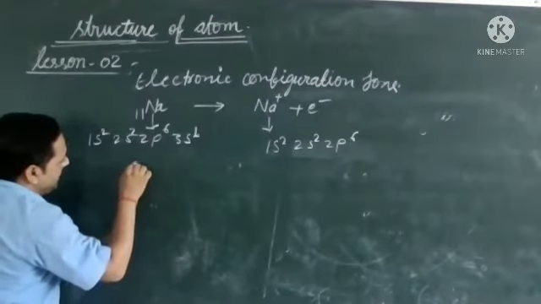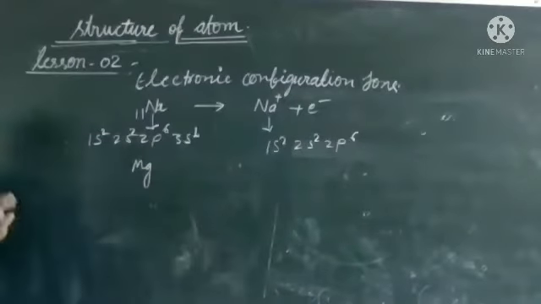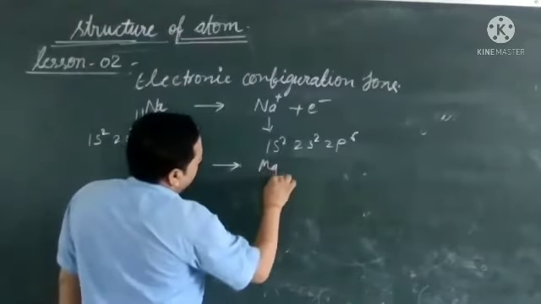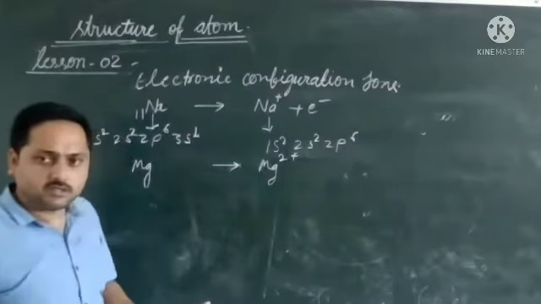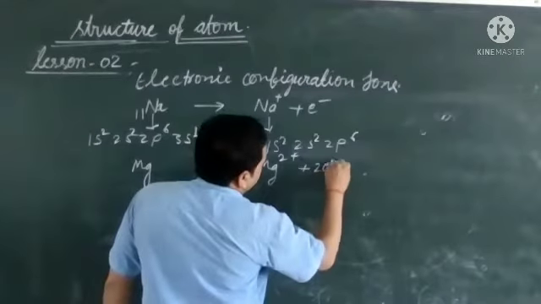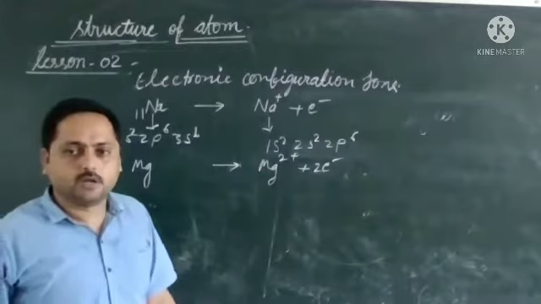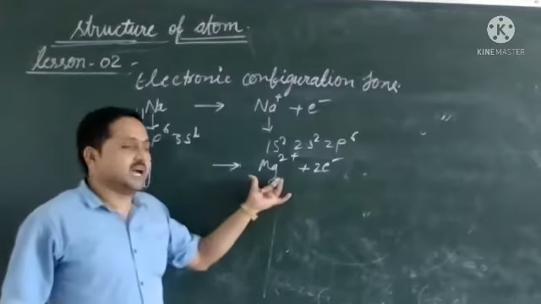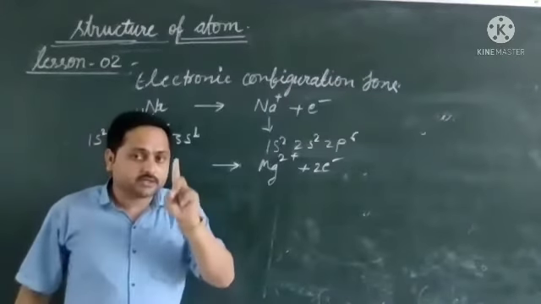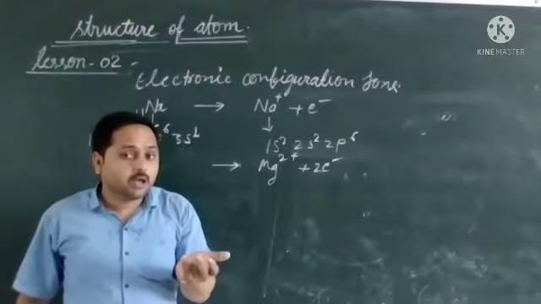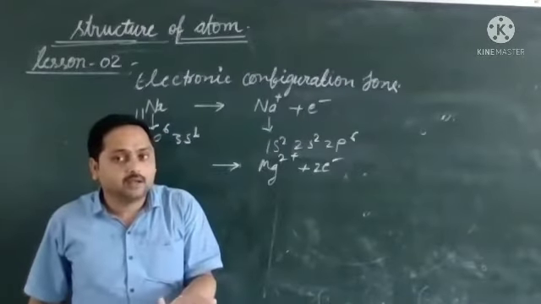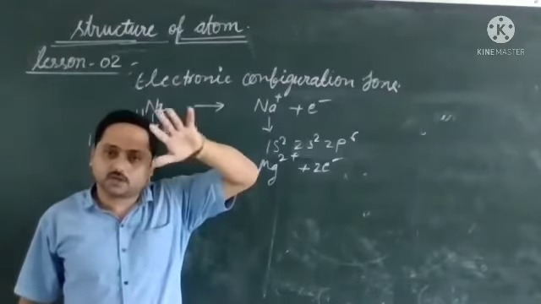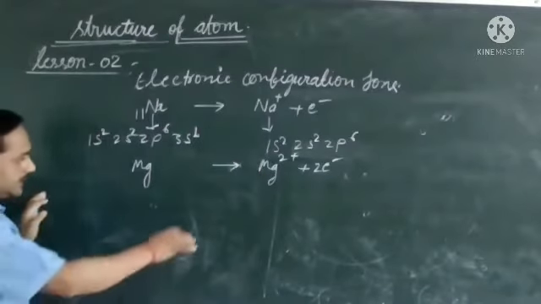After that I am taking magnesium. When it loses two electrons, that will be Mg2+. Look here, Mg is the parent atom, and that is the ion. So what I told in the definition: ions are formed by losing or gaining electrons. Here it has lost the electrons.